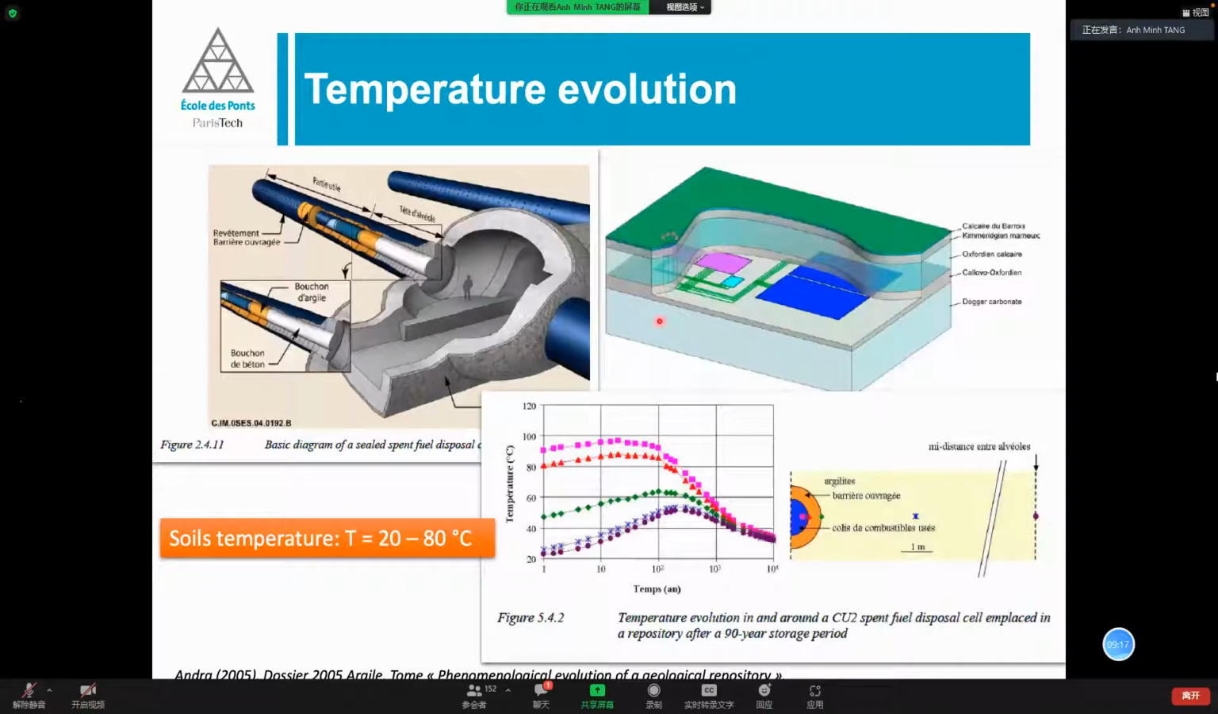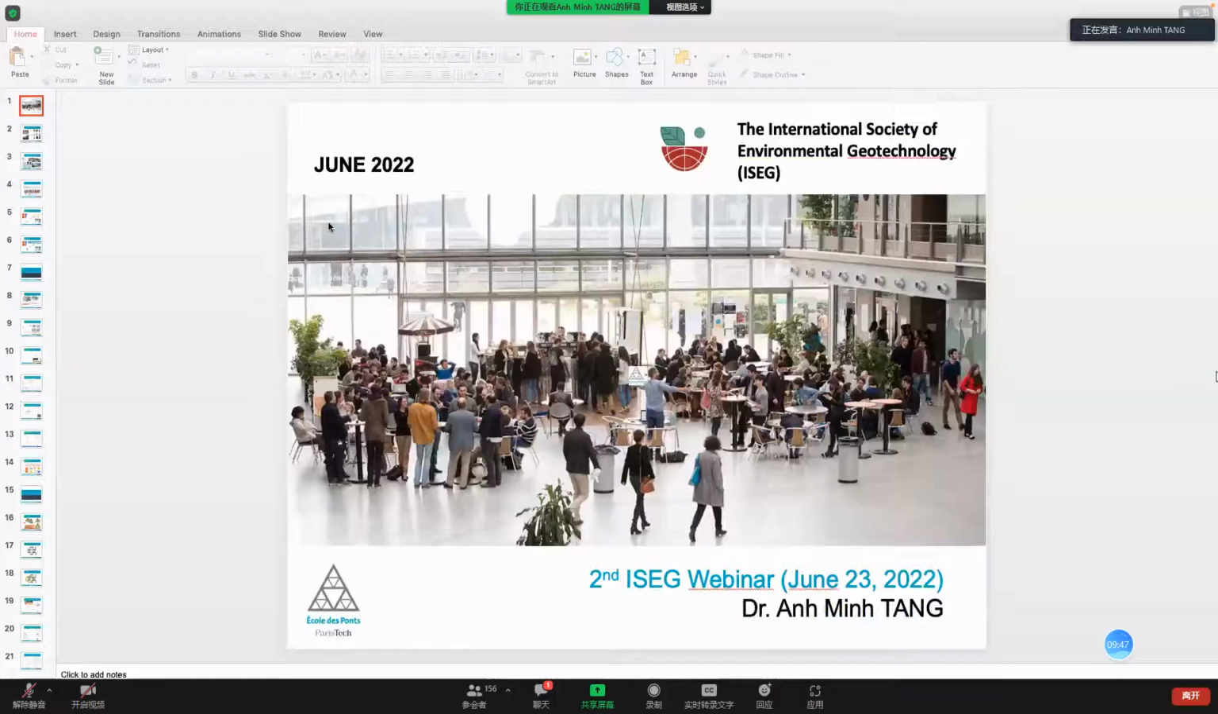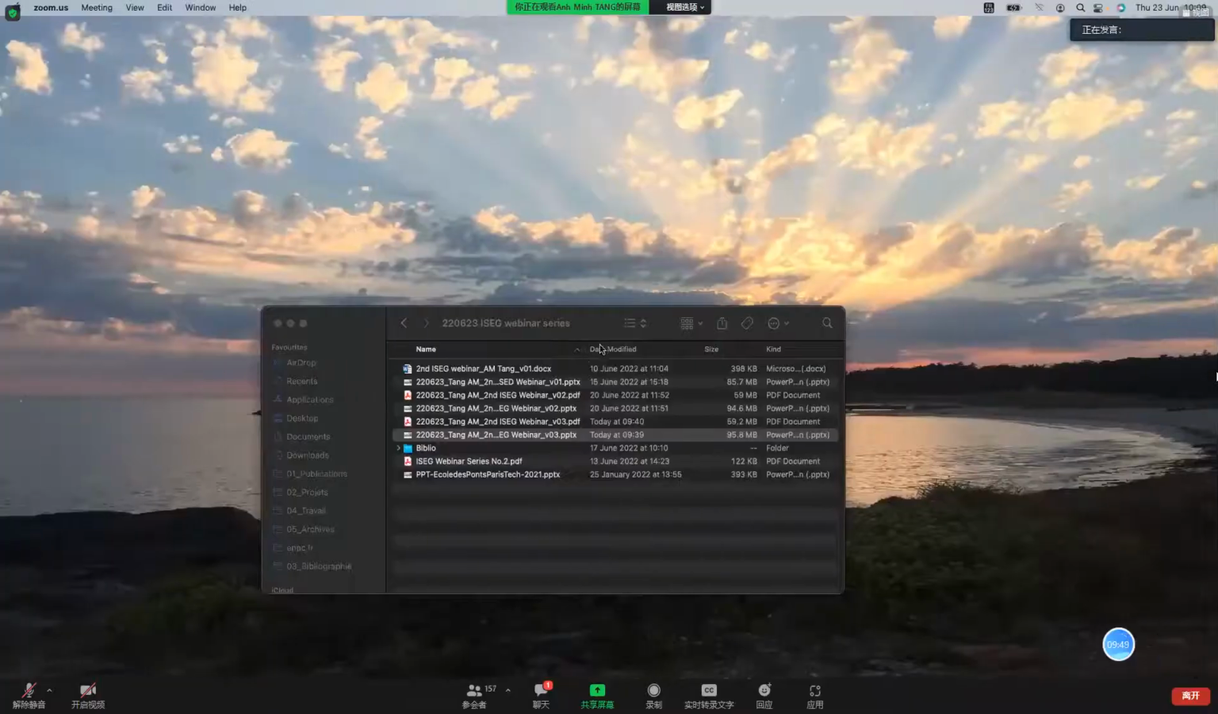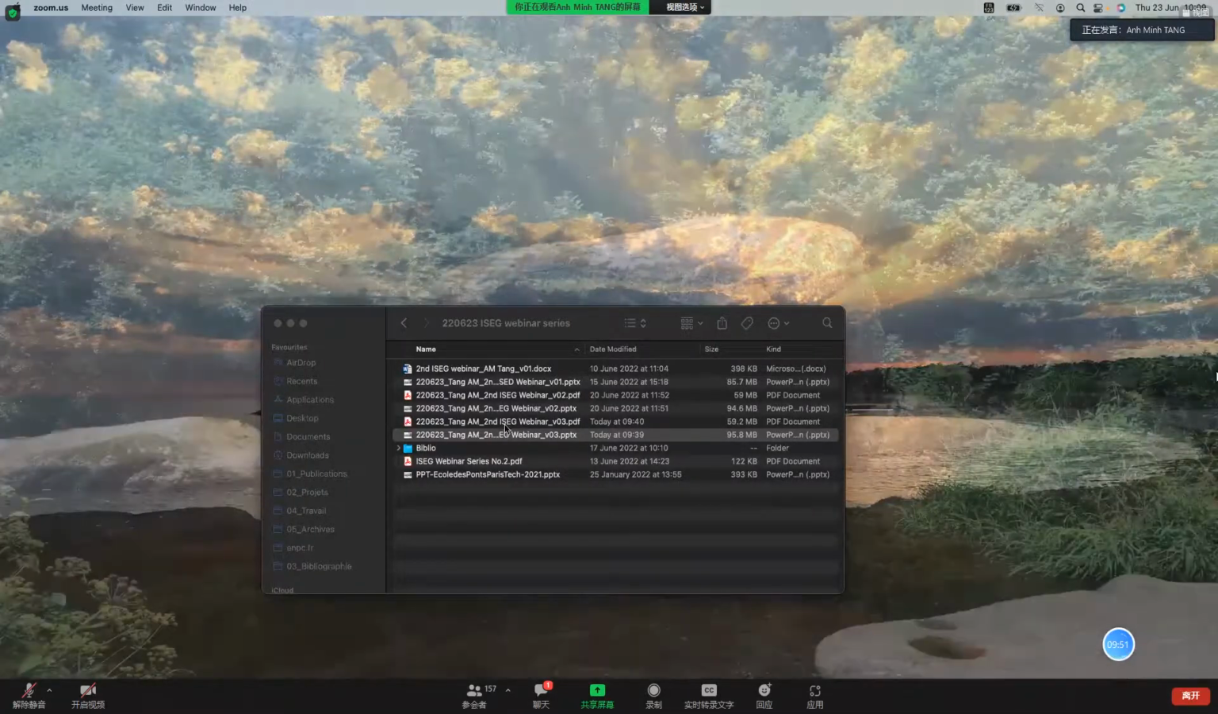So the idea is that we dig up to this 500 meters depth in the ground here, and we create different tunnels inside to store the radioactive waste. This picture is a zoom of this zone here, where you can see the tunnel and then the waste disposal canister here. When we store this, we have technical problems here.